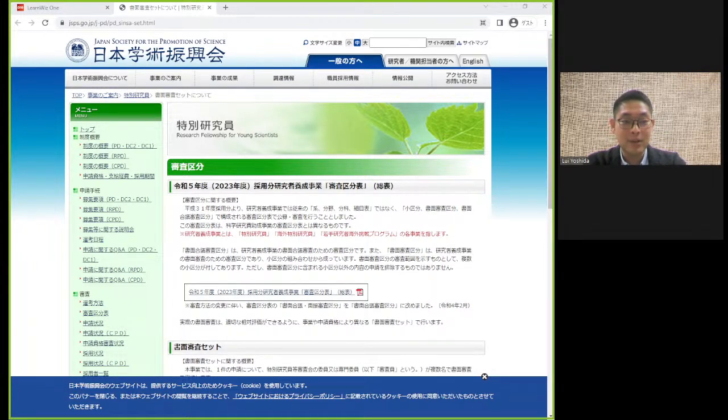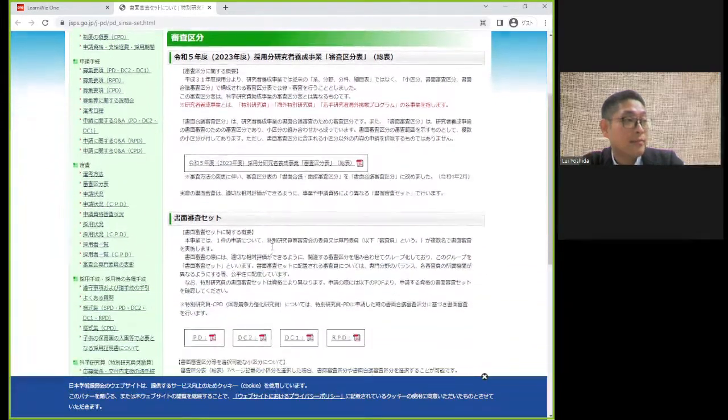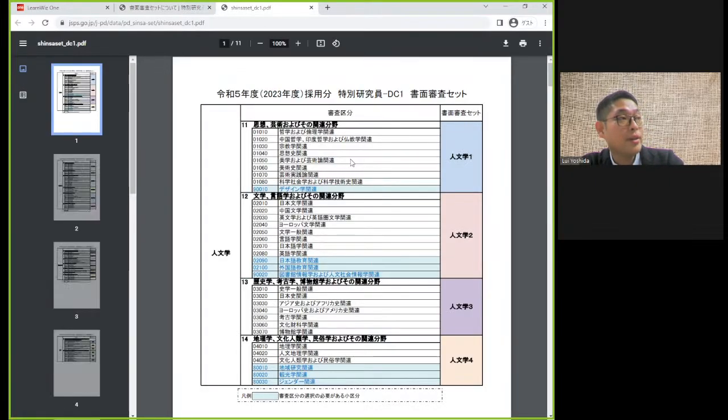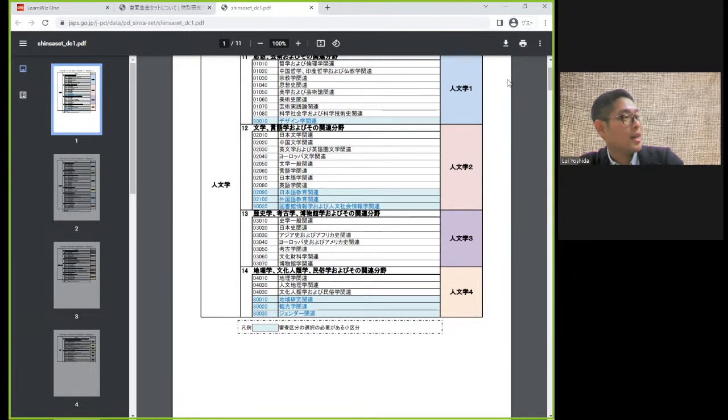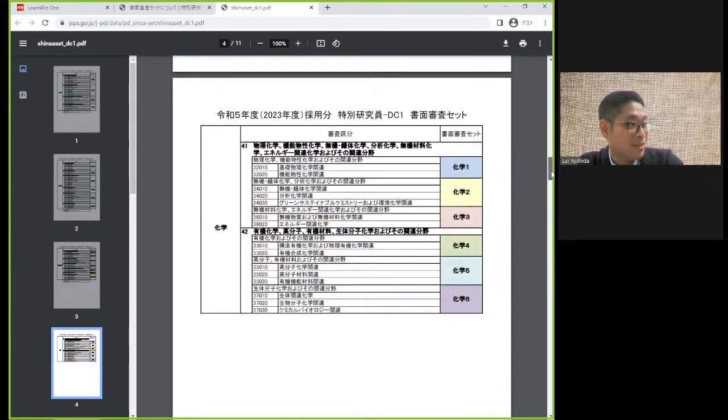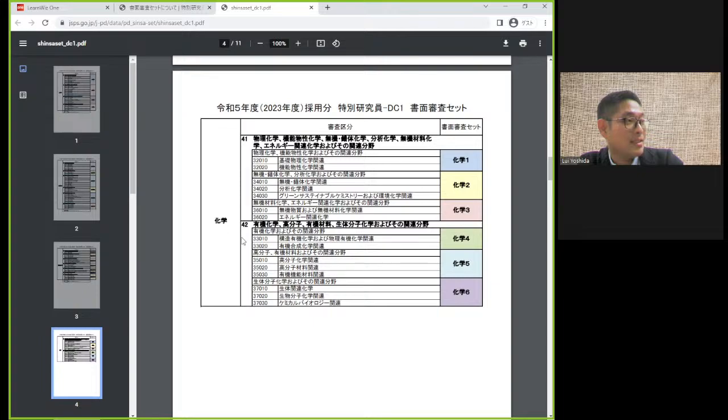The link will be shared in YouTube. In this website, there is a shinsa set, which I call a review set. For example, for DC1, when you see the shinsa set, I'm sorry, but you need to translate it, review set.